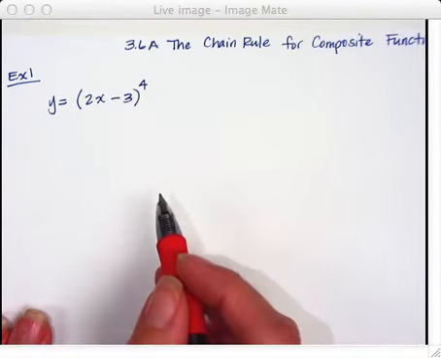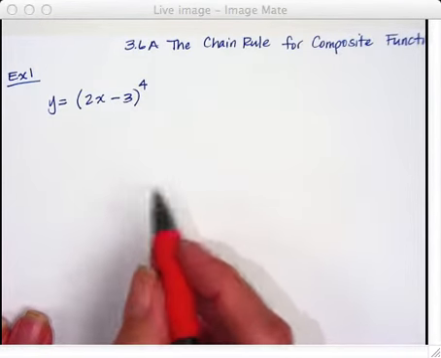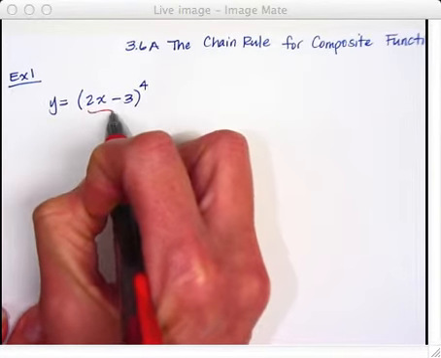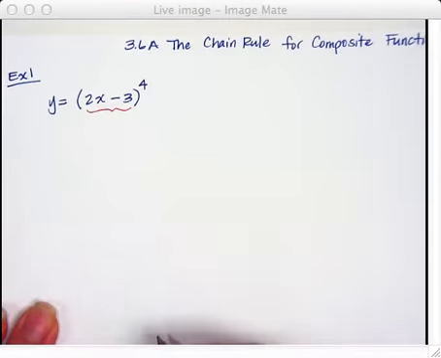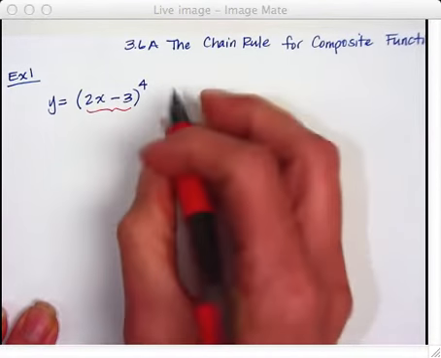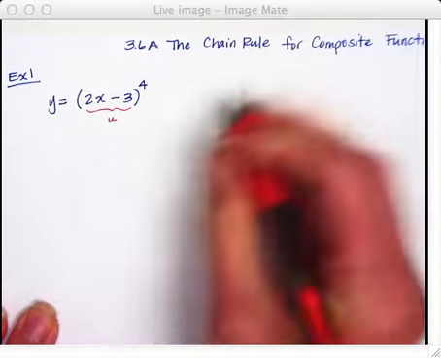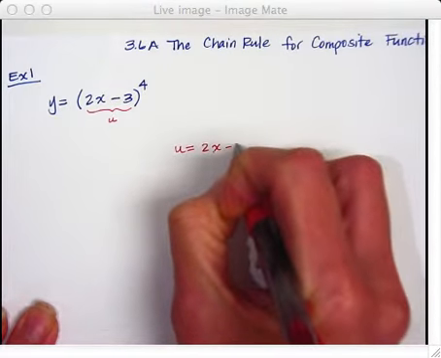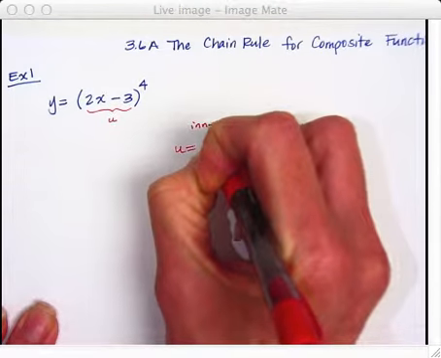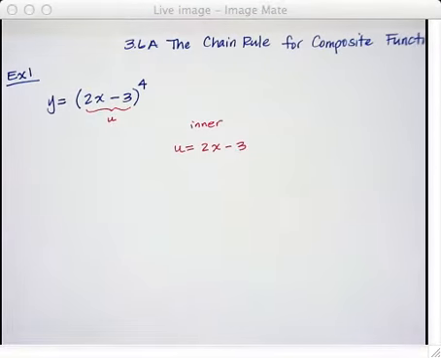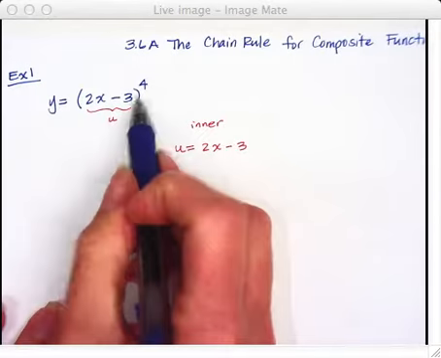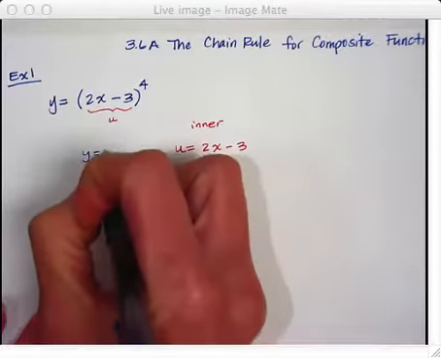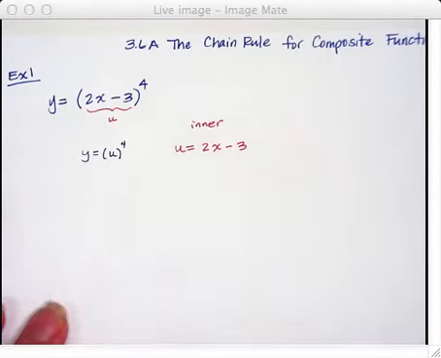We first have to identify the inner function and the outer function. All right, so I can see the inner function here is the 2x minus 3. So I'm going to let that be my u. So I'm going to say u equals 2x minus 3. And this is my inner function. All right, now my outer function is the parentheses raised to the 4th power. So I'm going to write y equals u to the 4th power.